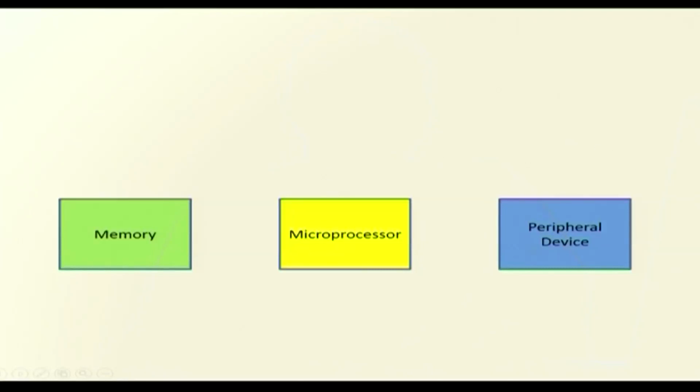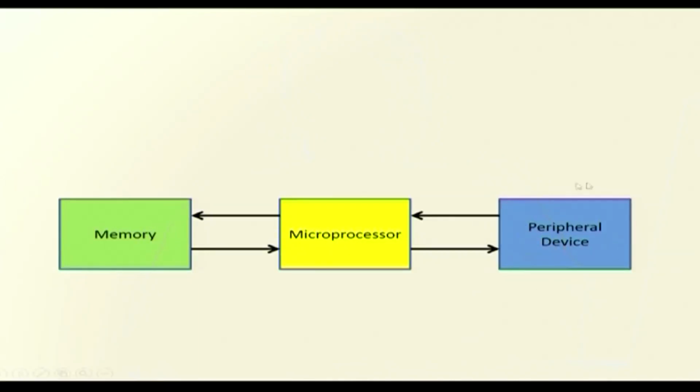So, this is a DMA operation. In the normal operation, the peripheral communicates with the memory via the microprocessor. Suppose the peripheral wants to store data to the memory, first it will send the signal to the microprocessor, then the microprocessor to the memory. Suppose you want to read the data from the memory, first the memory sends the data to the microprocessor, then the microprocessor to the peripheral devices. This is the normal mode of data transmission.